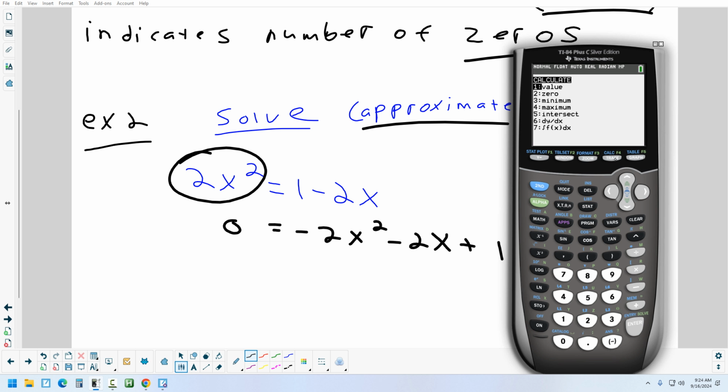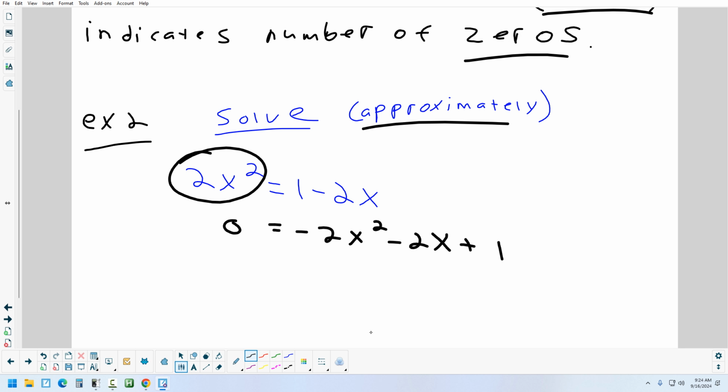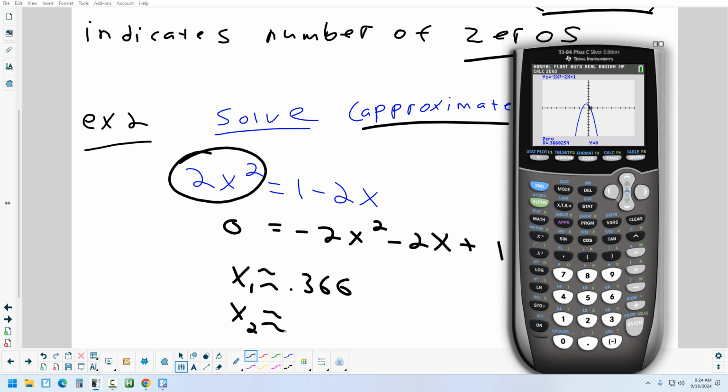So remember, second calc, 0. Pick a point to the left, hit enter. Right, hit enter. Yes. So one of the answers is 0.366. We'll call it x1 and x2. What's the other answer that you get from the one on the left?